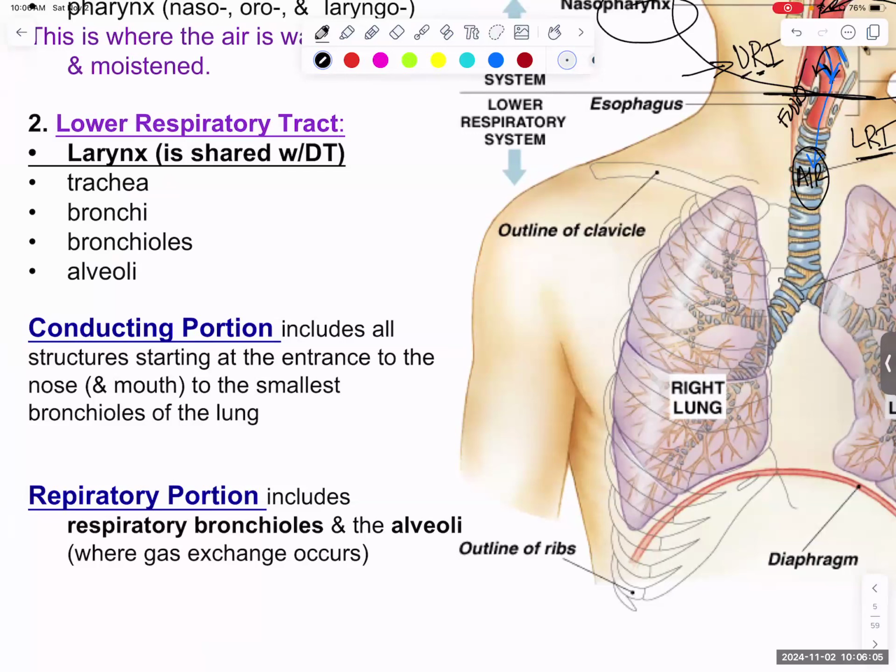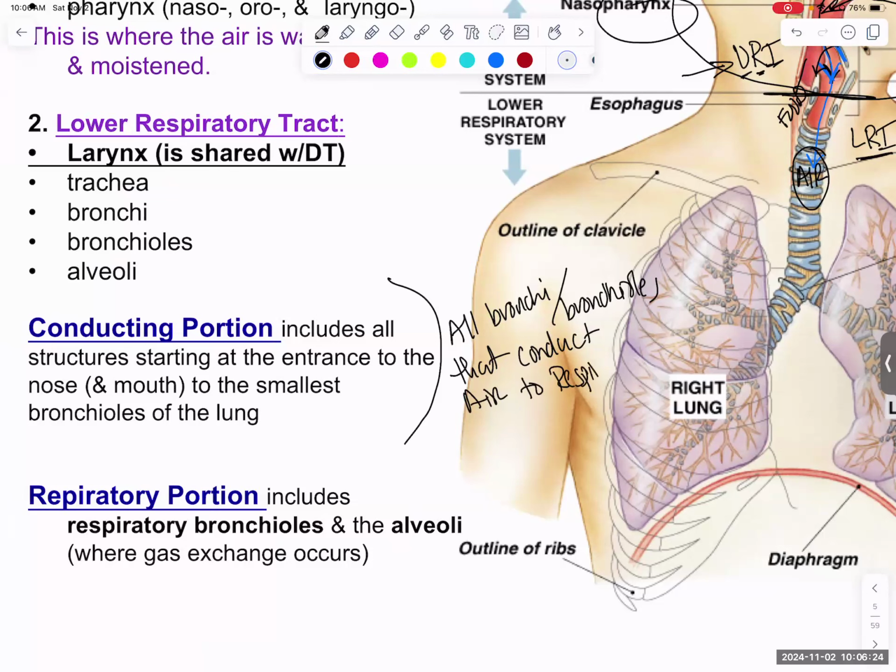Then we have the conducting portion. This is all bronchi, bronchioles that conduct air to the respiratory alveoli, and just the alveoli. It's really respiratory bronchioles with alveoli. When we get there, this is the respiratory portion.